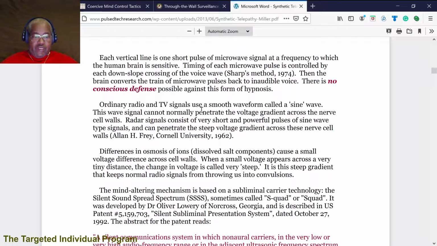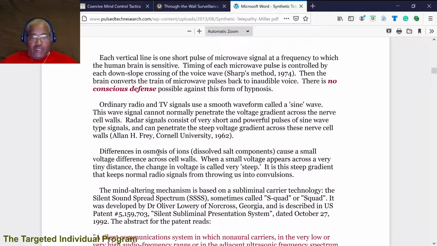So ordinary radio and TV signals use a smooth waveform called a sine wave, right? I learned that in circuit analysis and also in algebra and calculus, and also in physics too. This wave signal cannot normally penetrate the voltage gradient across the nerve cell wall. Radar signals consist of a very short and powerful pulse of sine wave type signal and can penetrate the steep voltage gradient across these nerve cell walls.